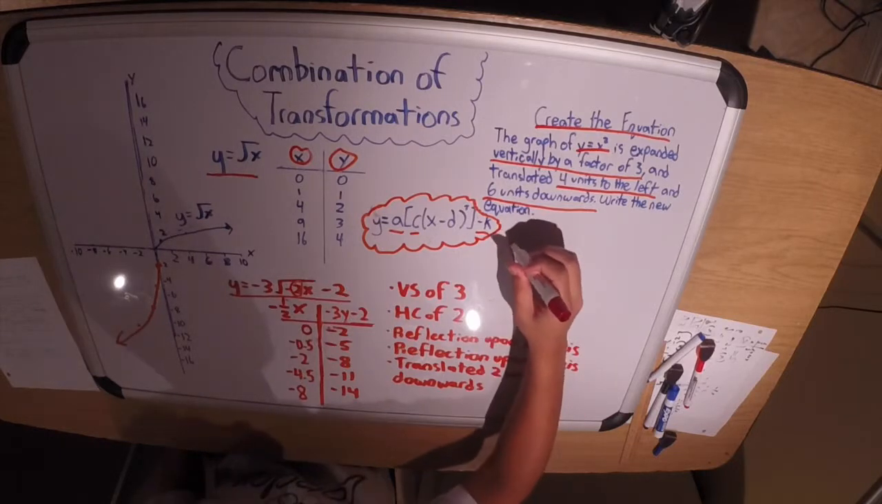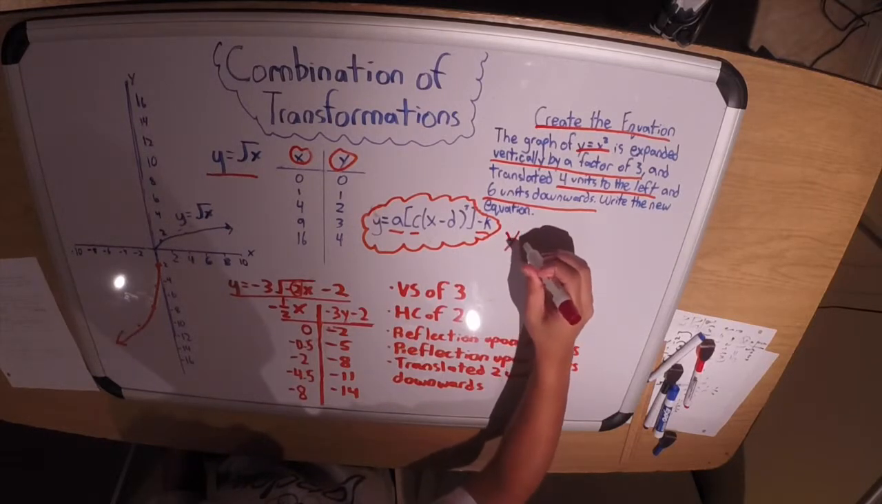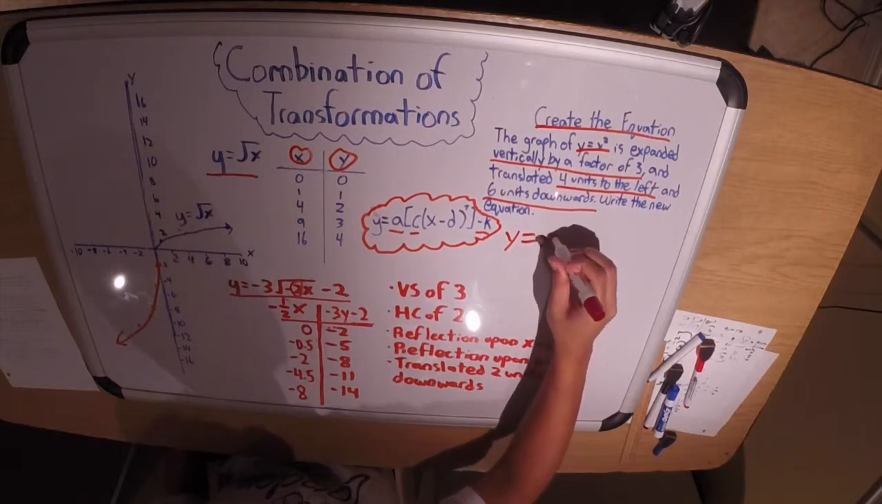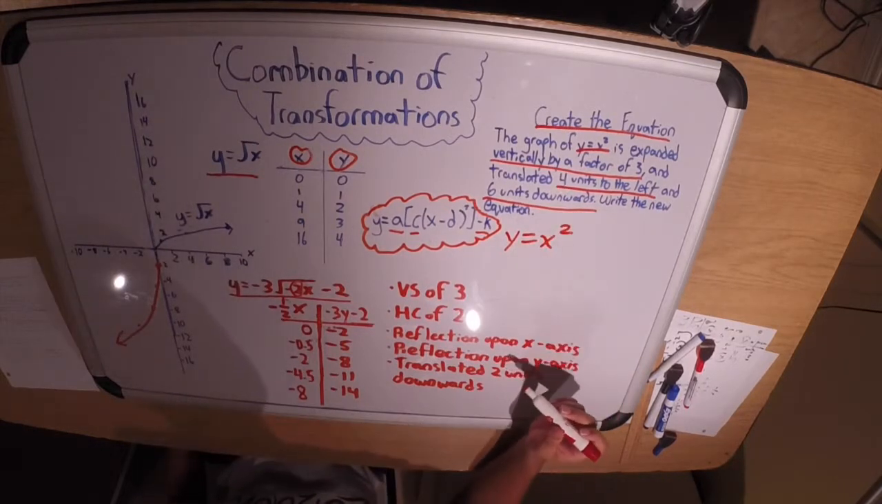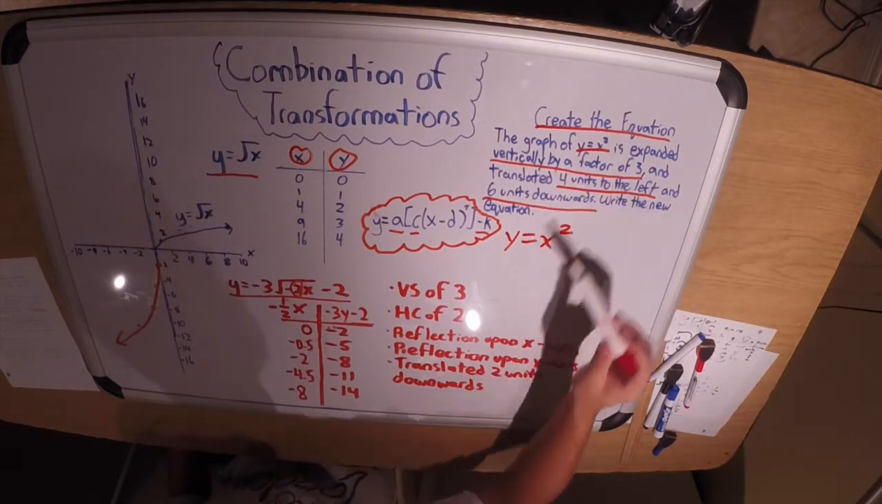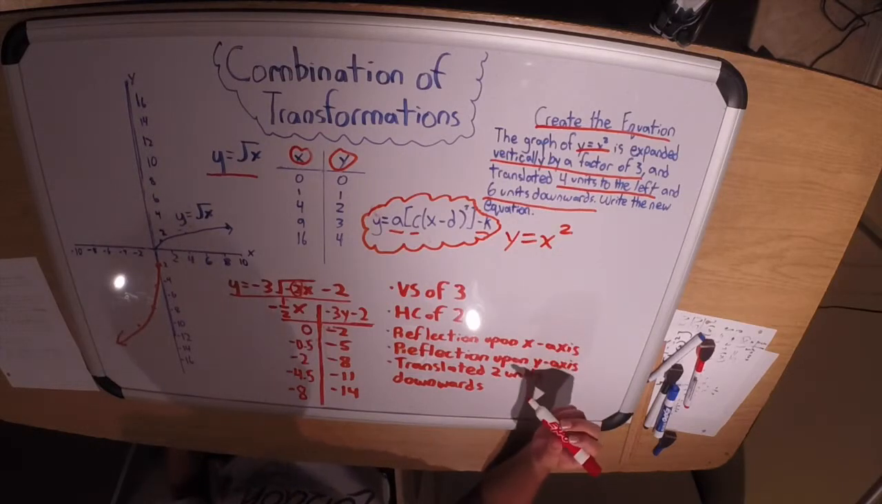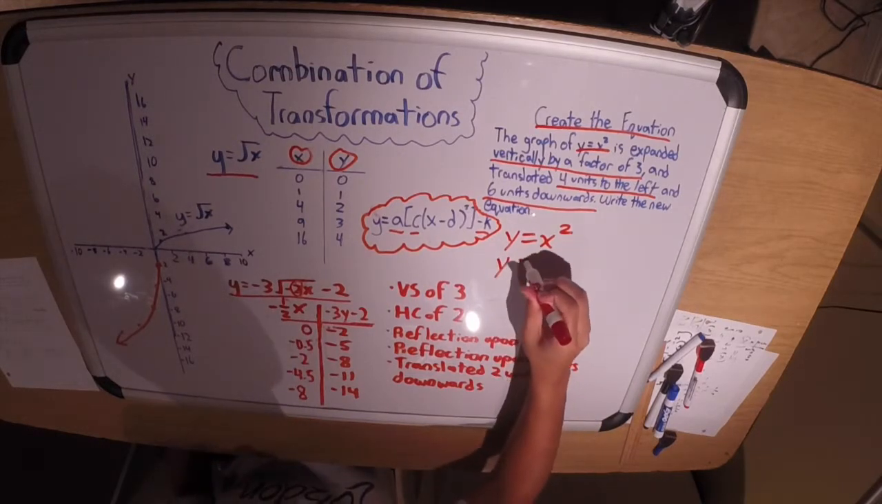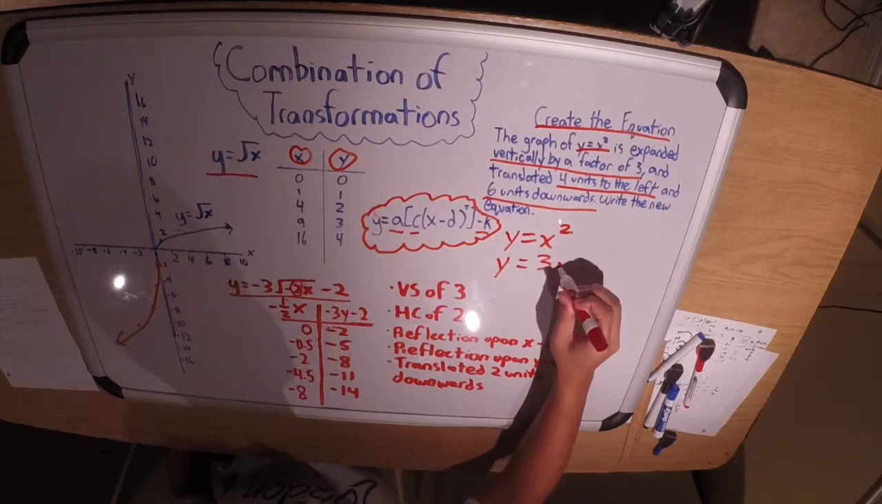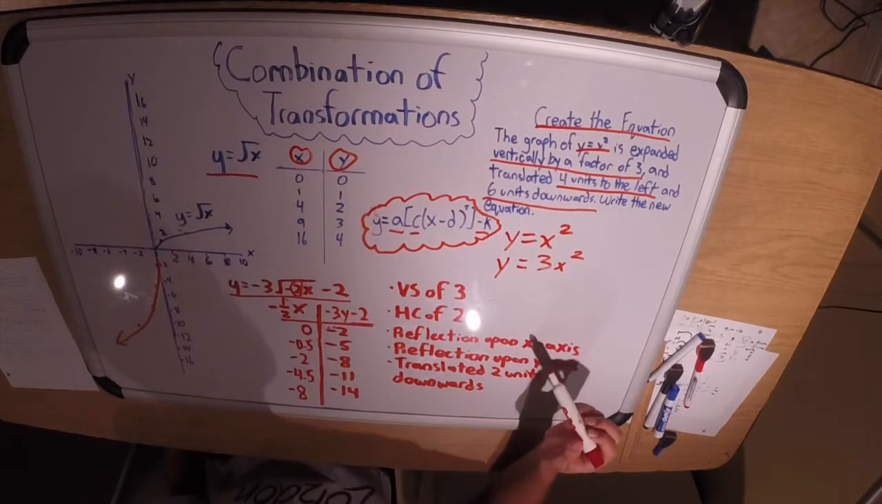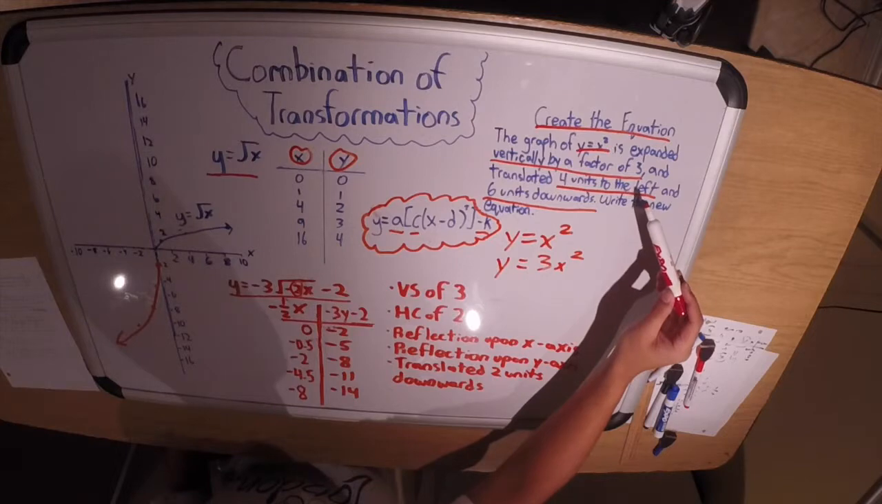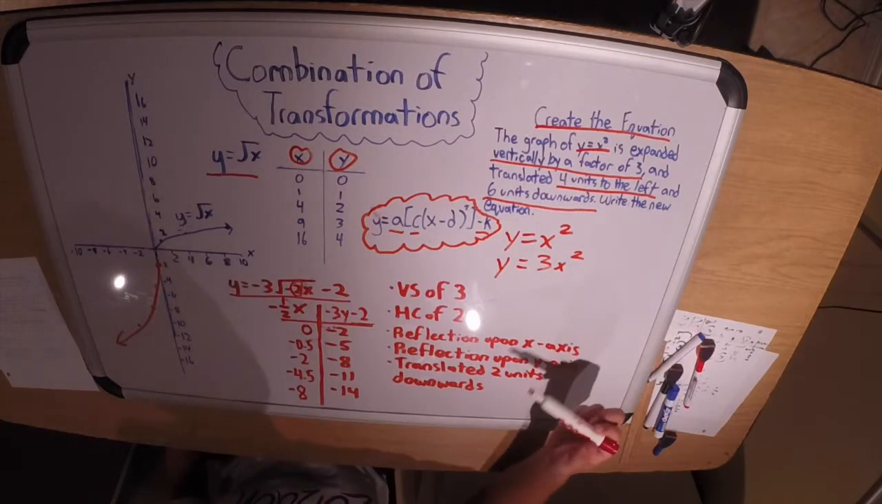So first we learn that the parabola is y is equal to x squared. The next thing we learn is that it is expanded vertically by a factor of 3. So we know that it has an a value of 3. Next, we learn that the parabola is translated 4 units to the left.